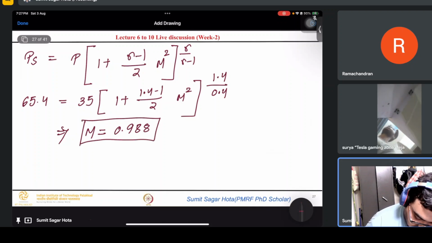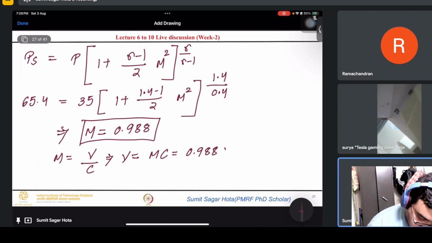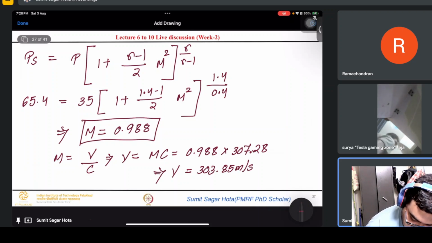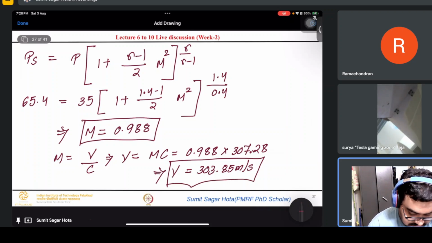You know very well that Mach number is the actual velocity divided by sonic velocity. So the actual velocity is Mach number into sonic velocity: 0.988 into the velocity we found, 307.28. So the actual velocity of the aircraft is 303.85 meter per second.